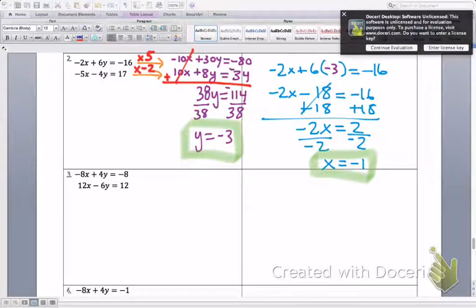So my answer is these two intersect at negative 1, comma, negative 3. Final answer. All right, let's go ahead and move on to our next problem. Let's move on to number 3.